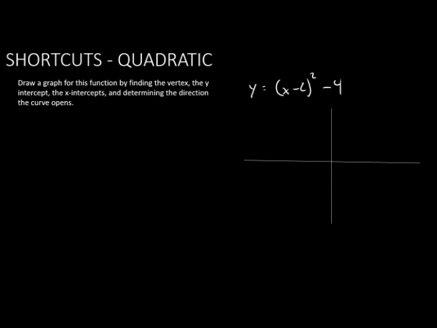Plotting a quadratic function is not your only option. By doing a little bit of setup work beforehand, we can make our graphing process much easier. However, in order to do this, we'll have to find 3 things. Number 1, we'll have to find the vertex. After that, we can find the y-intercept. And after that, we can find the x-intercept.